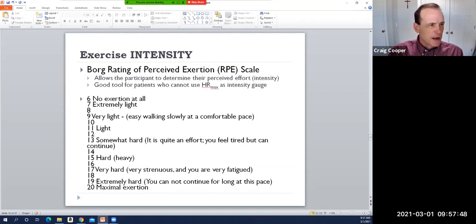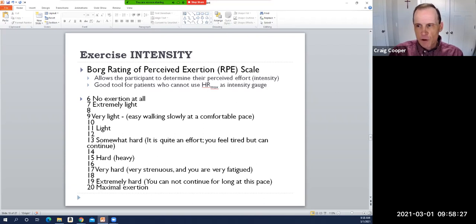They only understand rating stuff 1 to 10. This formula was developed based on 20-year-old college students. And if you just add a 0 to all of these numbers, they basically correlate with the heart rate that you would expect to see in that young, healthy population. If I'm not working at all, my heart rate would be 60. That's resting heart rate. If I'm easy walking, my heart rate might be 90. That's a very light amount of work. That's where these numbers come from. When I'm working at max, that's 200. That's my max heart rate. So that's why the 6 through 20 scale is the way that it is.